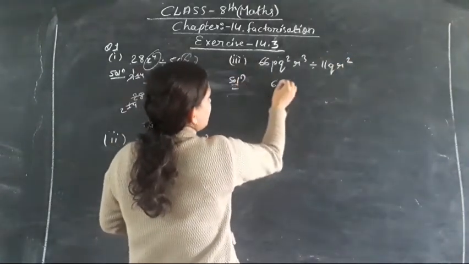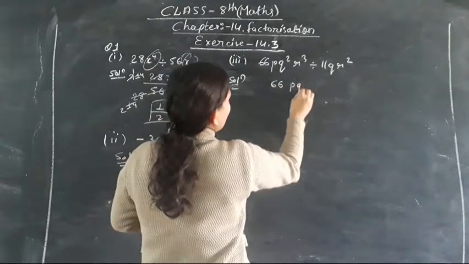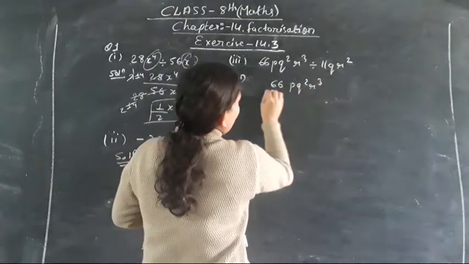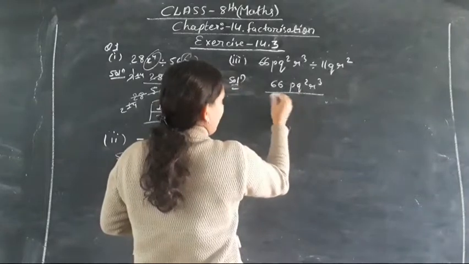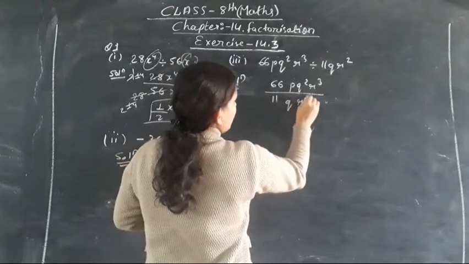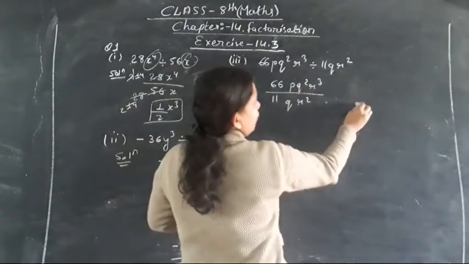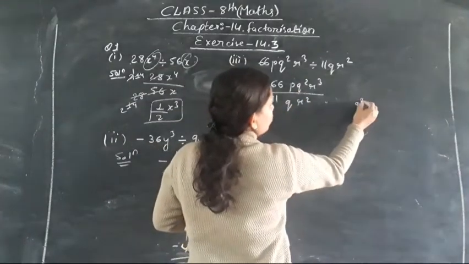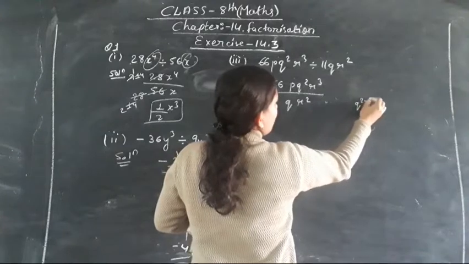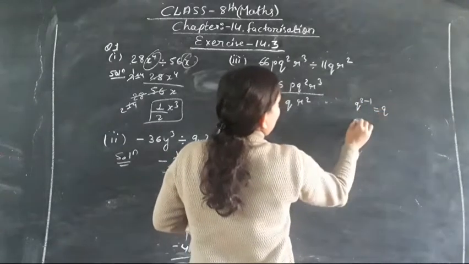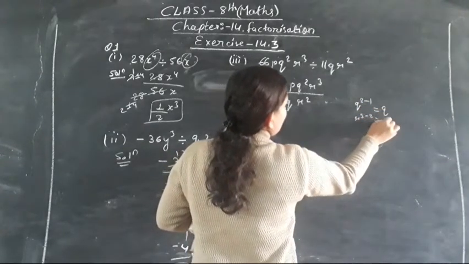As you know that 66p q square r cube, we can write it as 11 upon 11 qr square. So here you can see that q and q will get cancelled if you are going to apply laws of exponent: q to the power 2 minus 1, and r to the power 3 minus 2, it will be r.